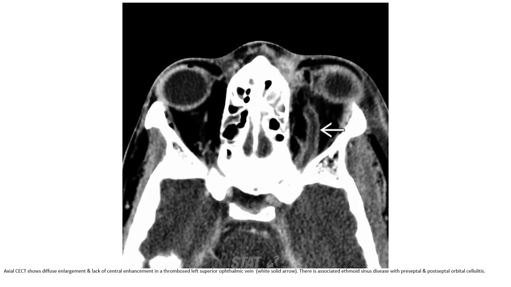Contrast-enhanced CT shows diffuse enlargement and lack of central enhancement in the thrombosed left superior ophthalmic vein. This is associated with ethmoid sinus disease with pre-septal and post-septal orbital cellulitis.